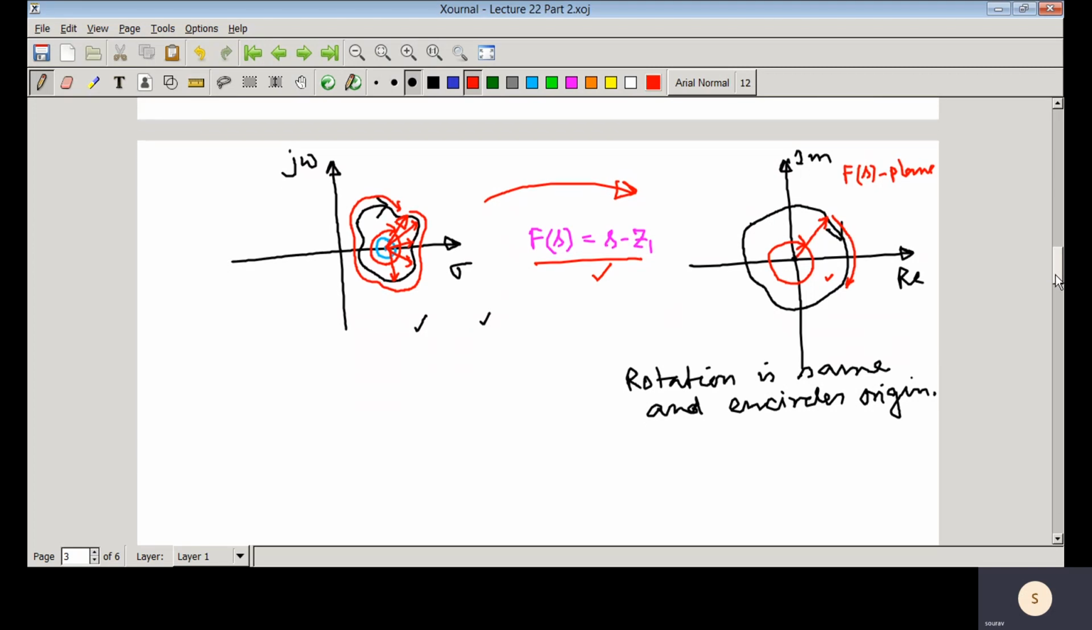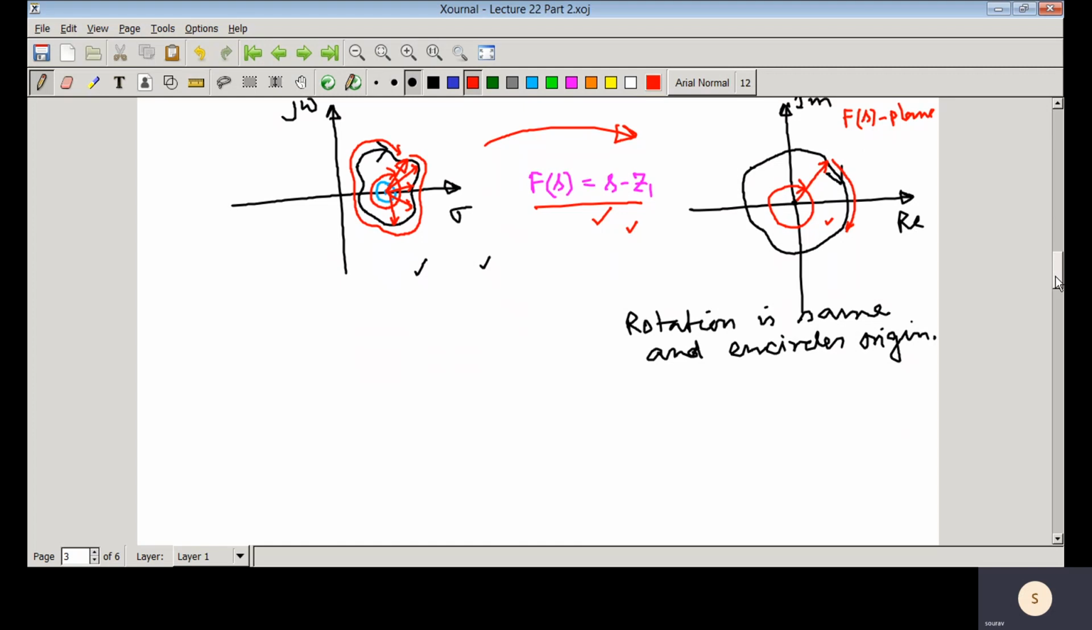And so let us see what happens. Here we have seen that if there is a 0 inside the contour, then the direction remains the same, but it encircles the origin. So let us see what happens here. Suppose you have one contour, and it encircles the pole.